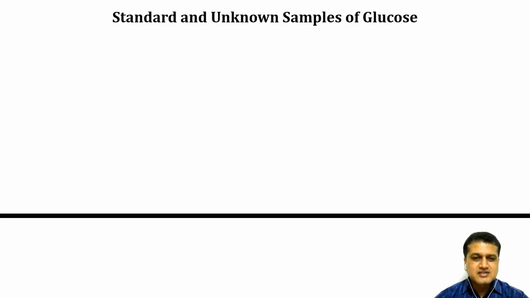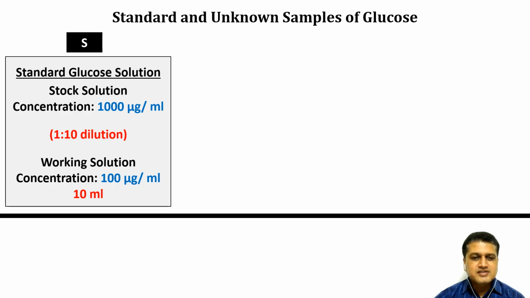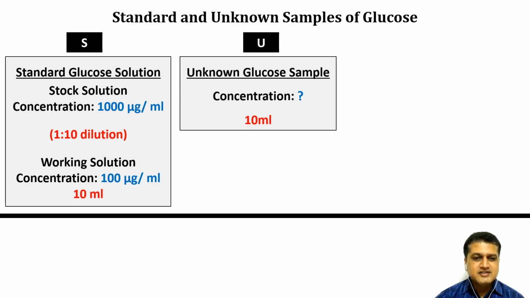Now let us see how standard and unknown samples of glucose are prepared. First, prepare 1000 micrograms per ml stock solution of standard glucose in distilled water and dilute it 10 times to get 100 micrograms per ml working solution of standard glucose. Take 10 ml of this for the experiment. Next, take 10 ml of sample having unknown concentration of glucose.